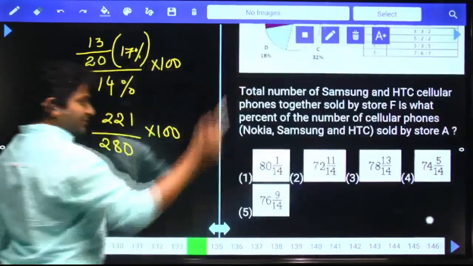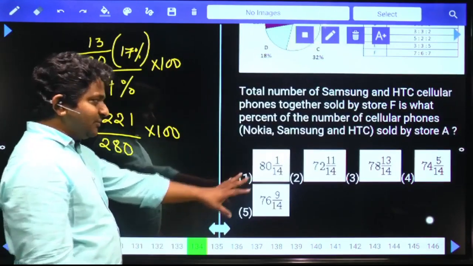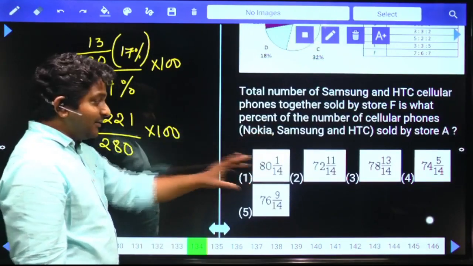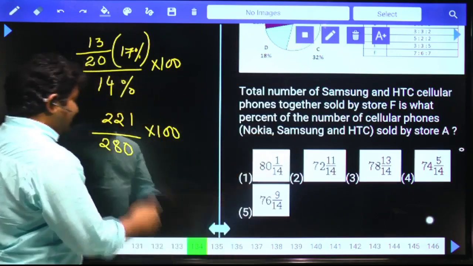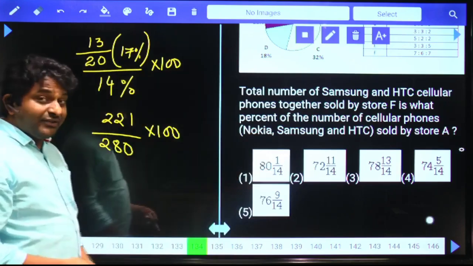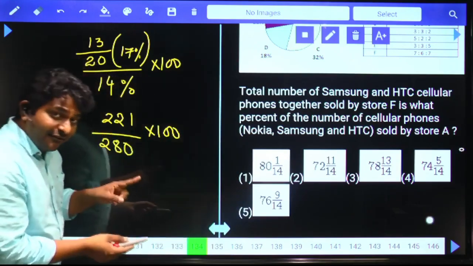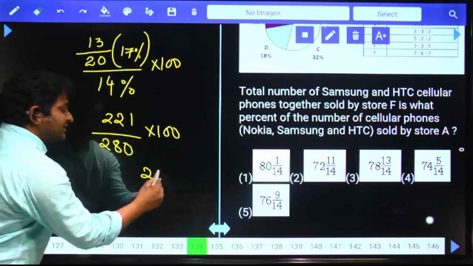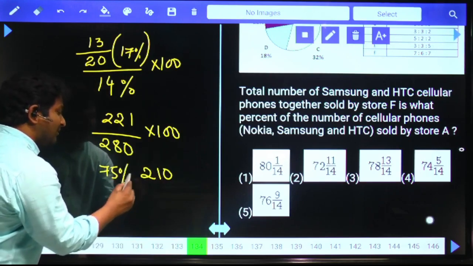Now look at your options. Options are nearby 75 percentage and 80 percentage. Let me calculate. See, almost for every question we are looking for options. 75 percentage. How do we get 75%? Half plus half of the number. Half in the sense 140, again half in the sense 70. 140, 70, 210. 75 percentage is equal to 210.